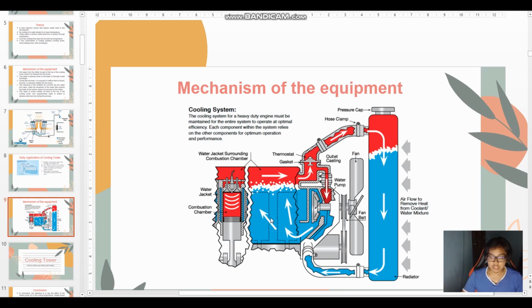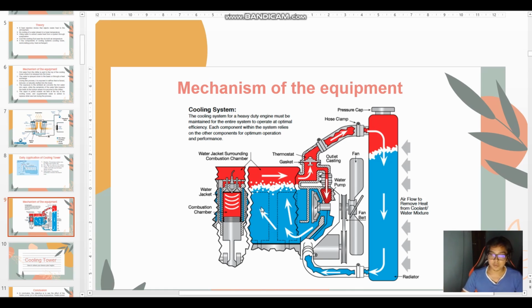When the water in the water jacket gets hotter, the thermostat will open the flow and the hot water from the water jacket flows to the radiator. In the radiator, the heat in the water is released by blowing cold air toward the radiator using a fan, and the water in the radiator becomes cold and goes to the water jacket to keep absorbing heat from the combustion chamber.